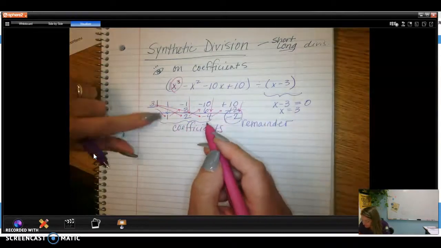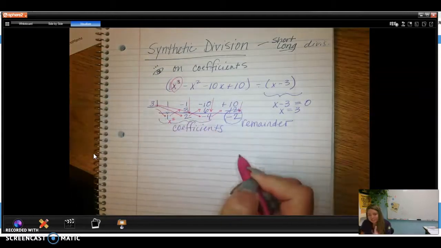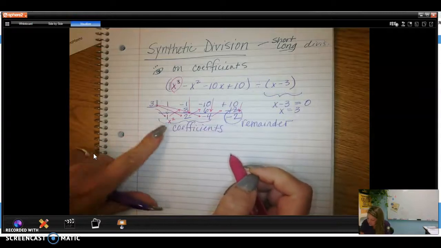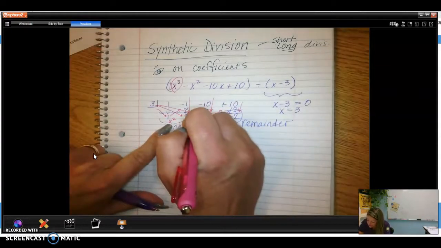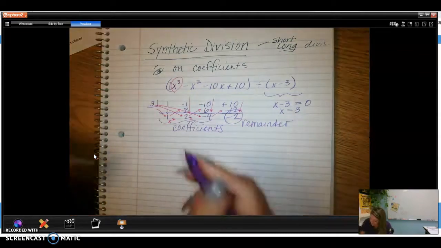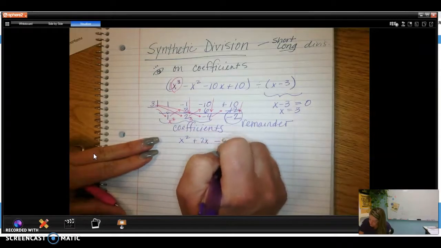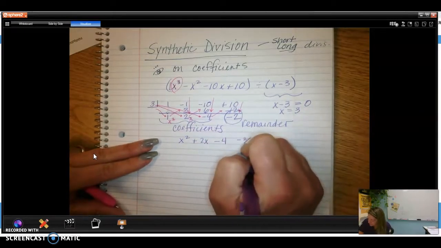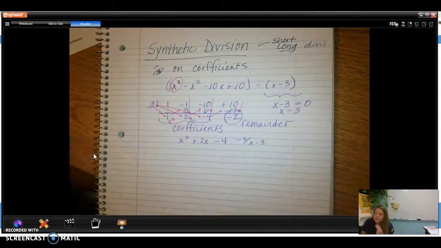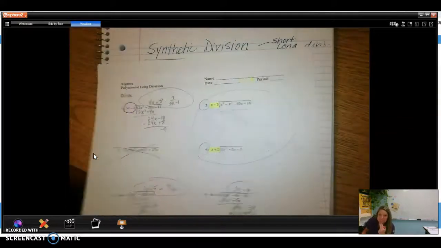So when you come down here to the bottom, this is going to be an x squared. You have to subtract 1. So this is the coefficient for x squared, this is the coefficient for x, and this is our constant term. So this answer would be 1x squared plus 2x minus 4 with a remainder of 2. So go check your answer to number 2 and see if that's what you got.